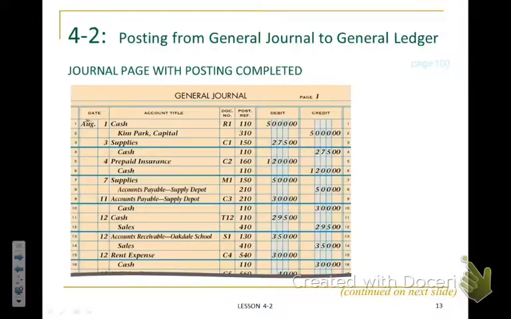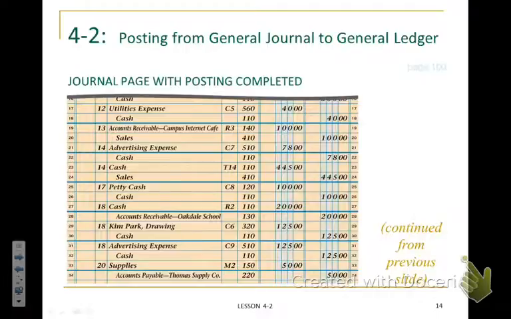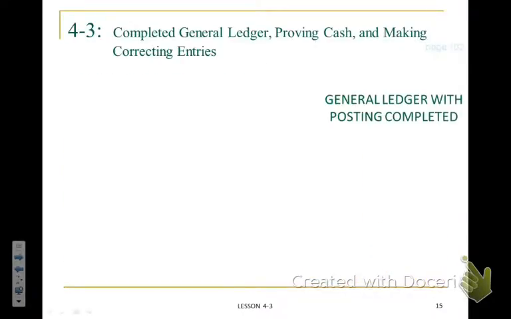Journal pages went with posting completed. So this is what it will look like in your journal when you're done posting it. You should see all of the post references in here to the correct accounts. So if you saw cash and you saw a post reference of like 510, you should know automatically something's wrong there. You should always see these in some logical representation of the type of account that it is. Okay, same here, that's the bottom.